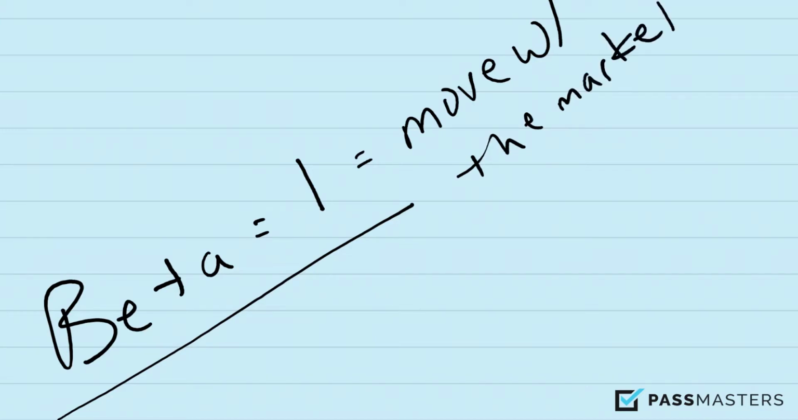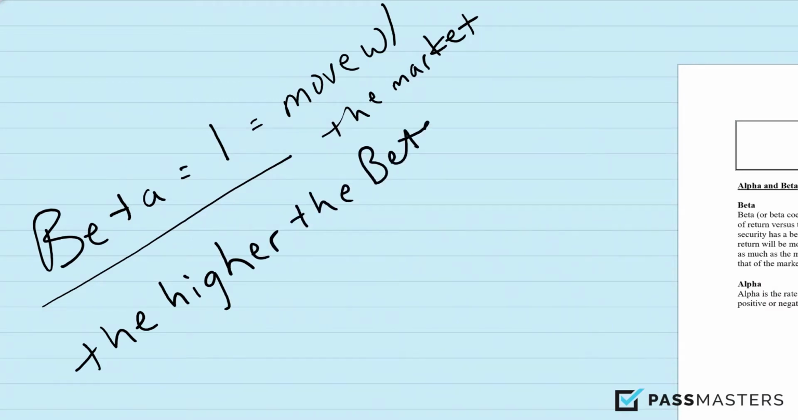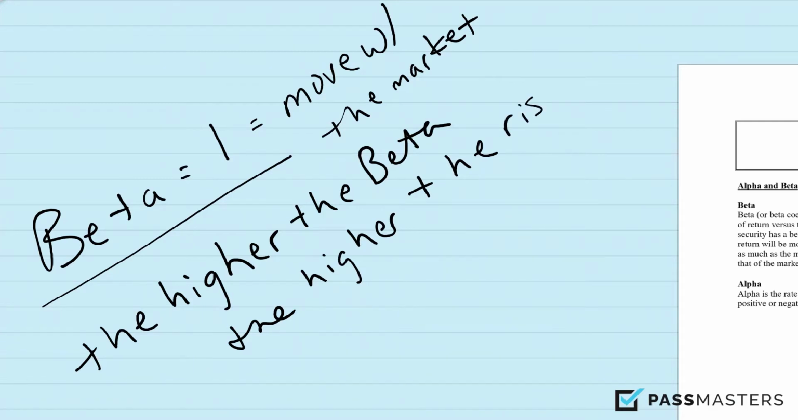So if the S&P 500 is up 10%, you've purchased a stock that has a beta of 1, you should expect your stock to be up how much? Yes, 10%. So beta of 1 means it moves with the market. The higher the beta, the higher the risk. Beta is also sometimes called the beta coefficient.